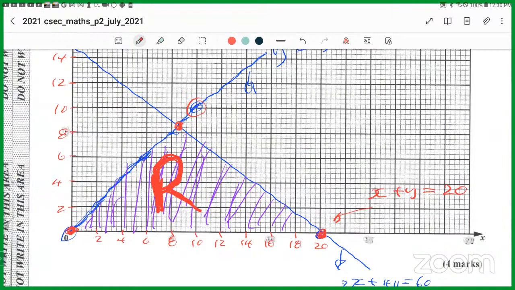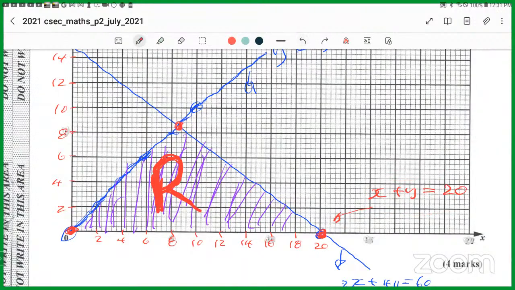So at this point, the x and y values are less than 10. See? At this vertex, the x value is less than 10 and the y value is less than 10. So there's no way the sum at this point can be 20, even though you don't know the actual coordinates there.